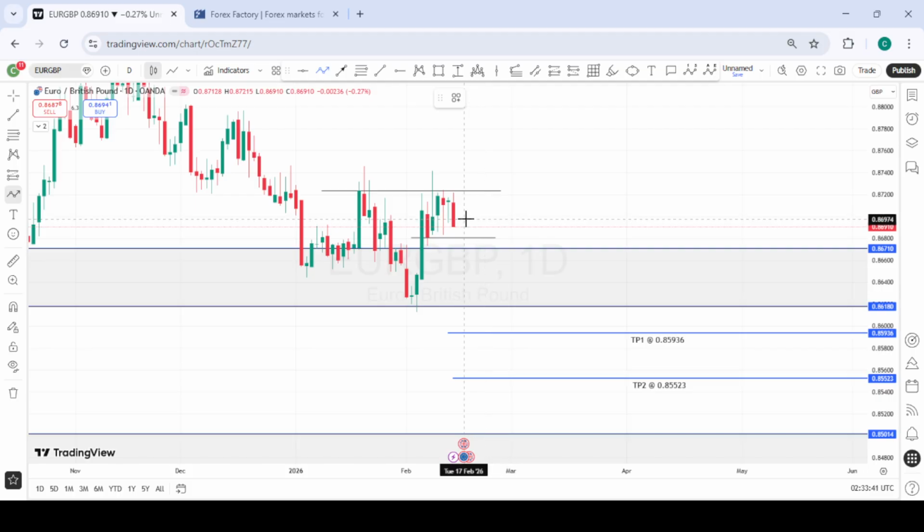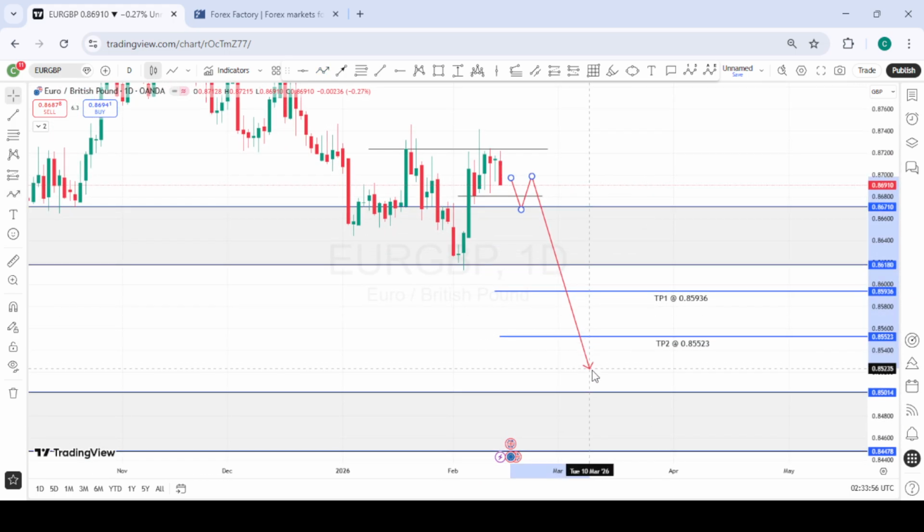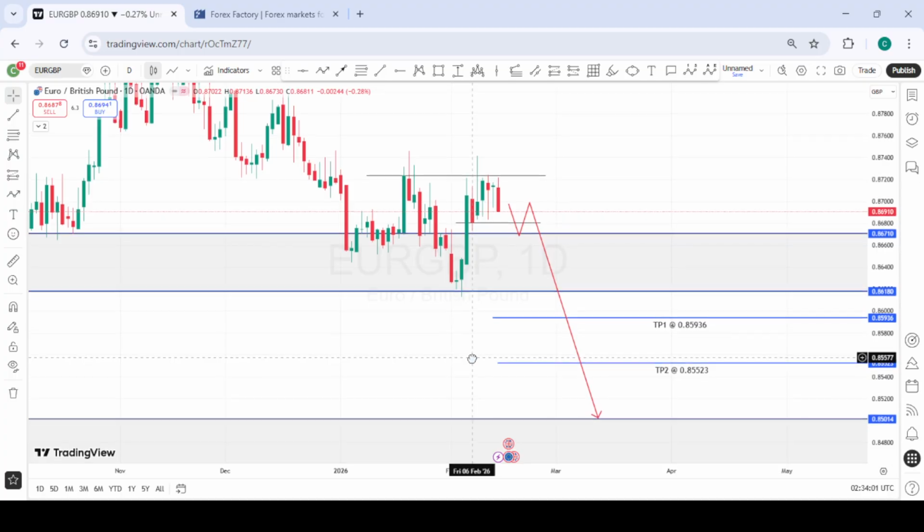Should we get a daily candle close or a daily structure shift here, and we get a possible pullback to give us a possible lower high formation or a possible right shoulder, then we'll be looking out for sells to the downside. We'll look out for sells to these various targets we have below, and the ultimate target will be this zone below right here for EURGBP.